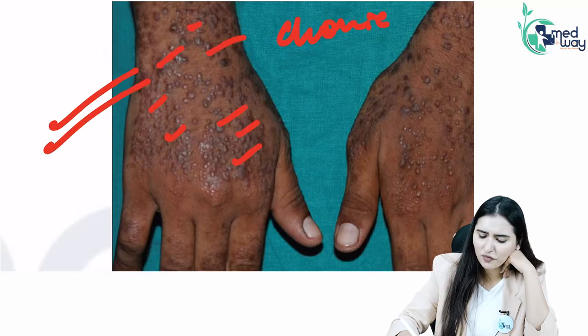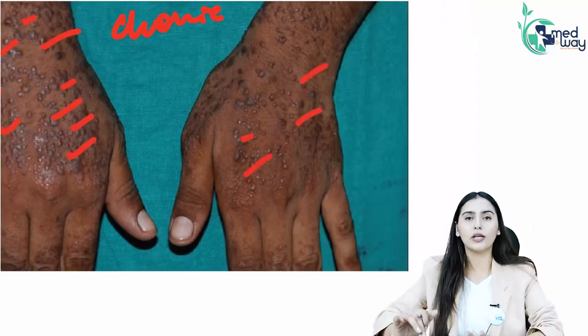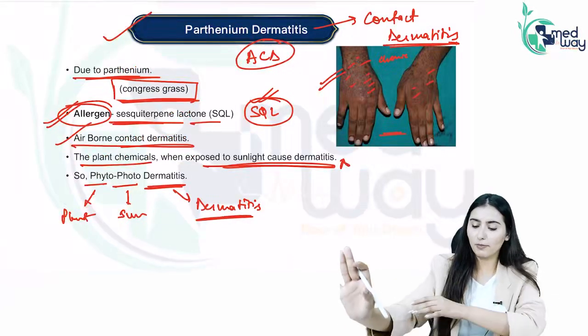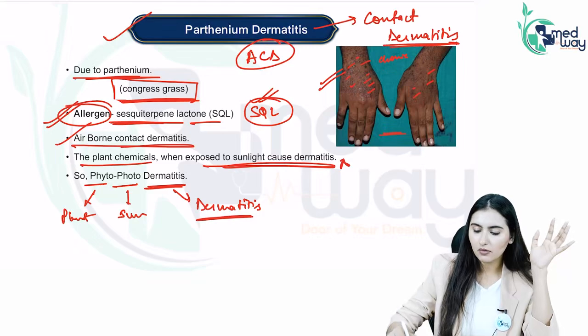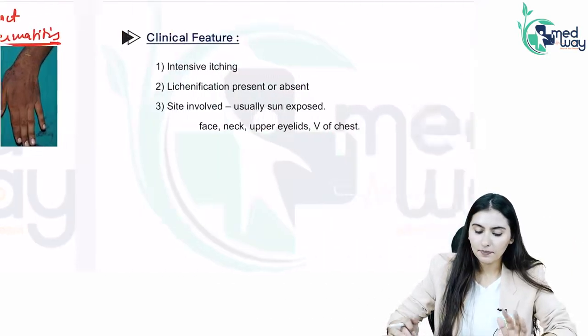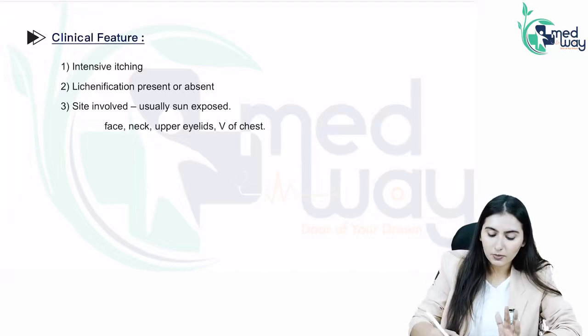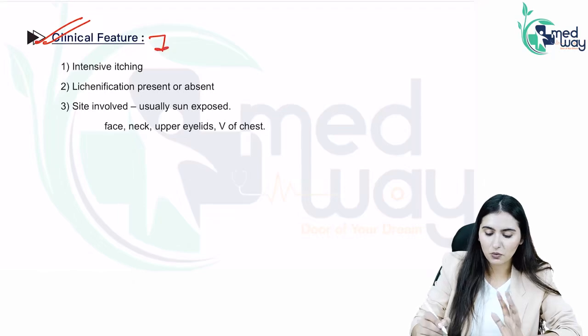The person has been itching for a very long time. Everything is hyperpigmented. This is going to be everywhere on the body. Okay, don't worry about the image. The image is just there for you to understand, but just remember why the problem is happening, because of the Congress grass.